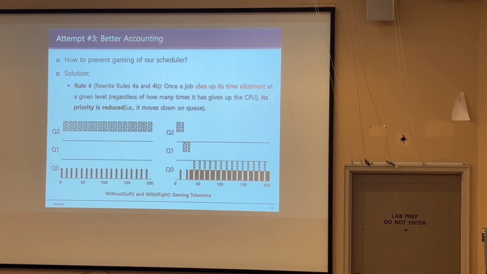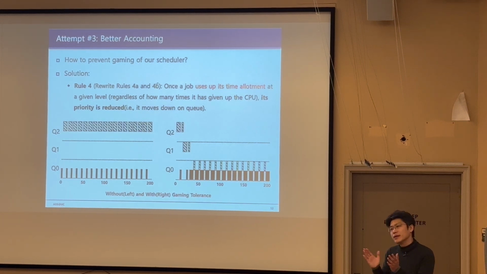Once a job uses up its entire time allotment or time allocation at a given level, regardless of how many times it gives up the CPU, its priority is reduced. Right. This is also simple, trivial to understand.